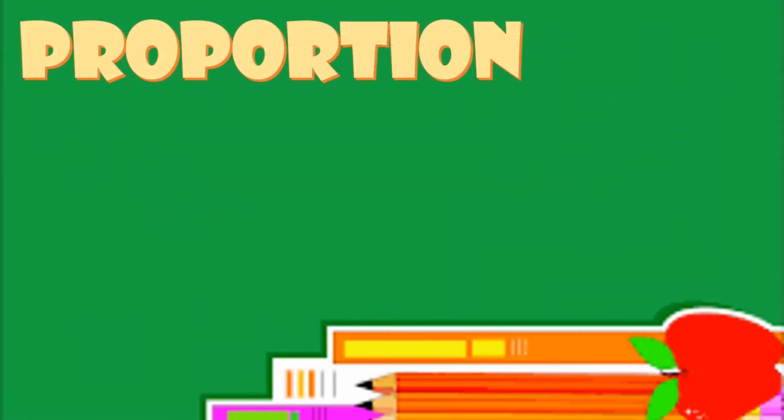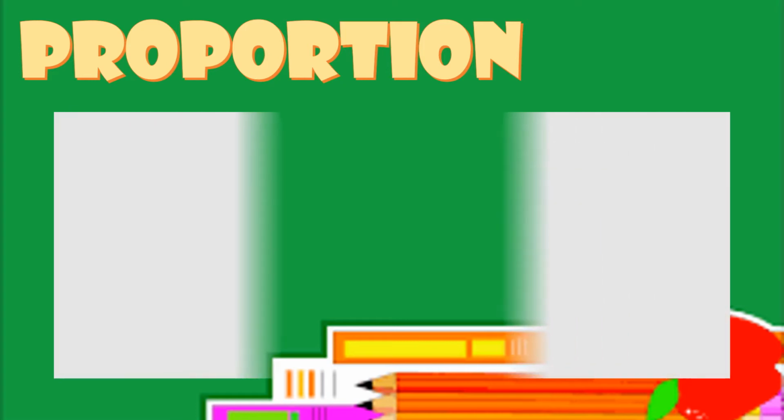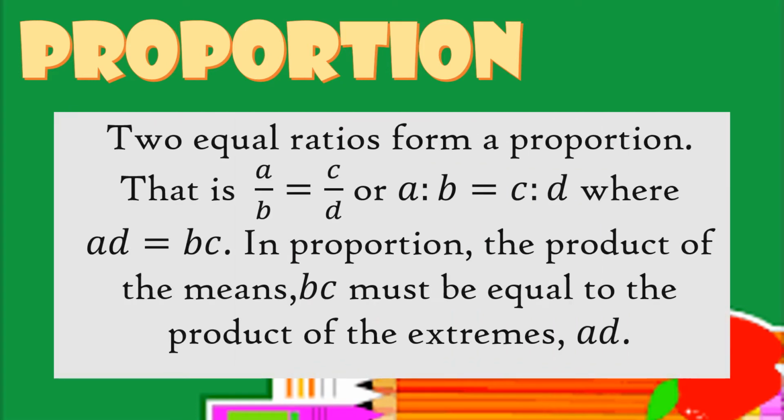The next part of our discussion is about proportion. Two equal ratios form a proportion. So it means dapat laging may dalawang ratio na nai-involve. Actually, it is at least 2 ratios ang nag-i-involve. Minsan, ang proportion can be made of 2 ratios, 3 ratios, 4 ratios, and so on, as long as they are equal to each other.